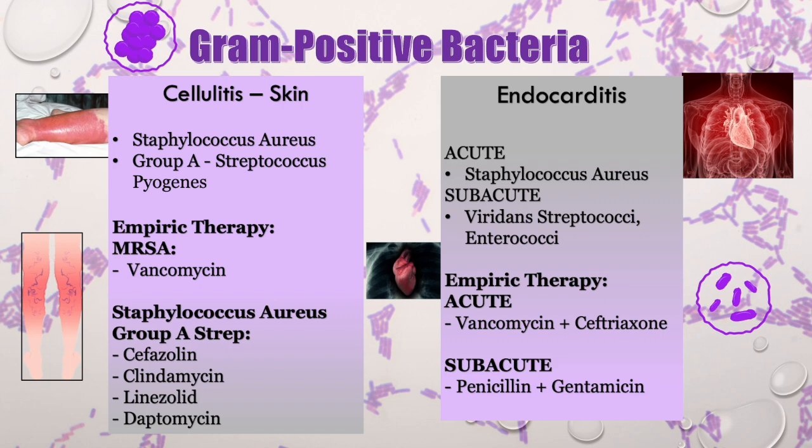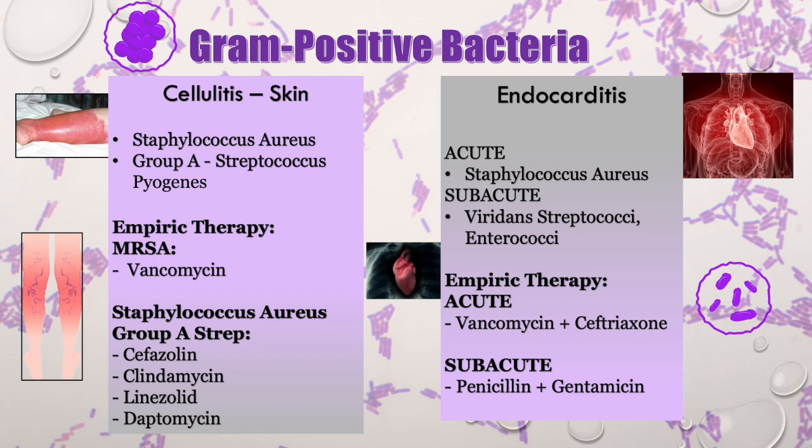As an example here, I have listed some gram-positive bacteria infections like cellulitis, which is going to have either Staphylococcus aureus or group A streptococcus as the most likely bacteria. And if MRSA is what you are suspicious for, you want to use vancomycin, but for group A strep, you can use cefazolin, clindamycin, linezolid, or daptomycin.